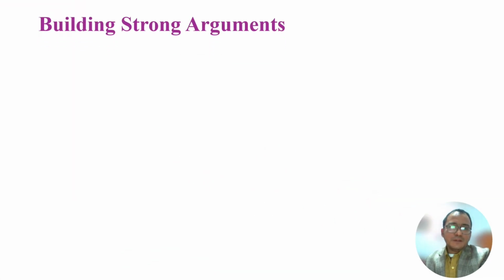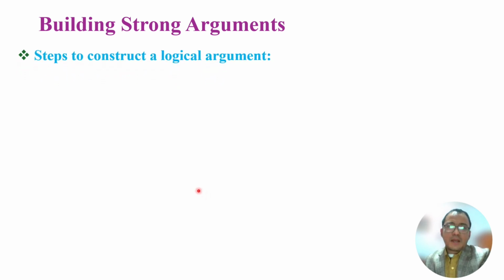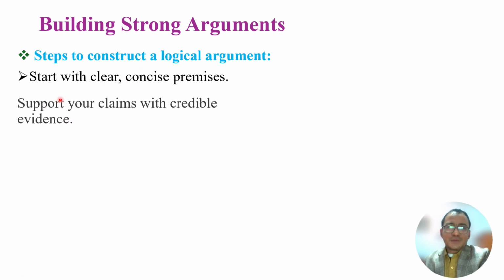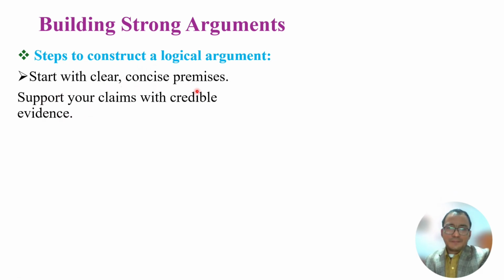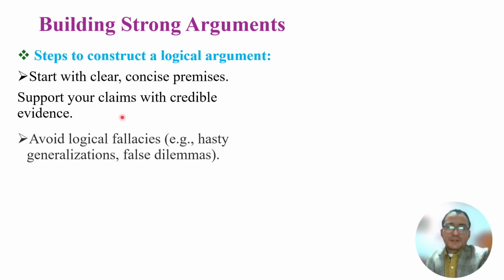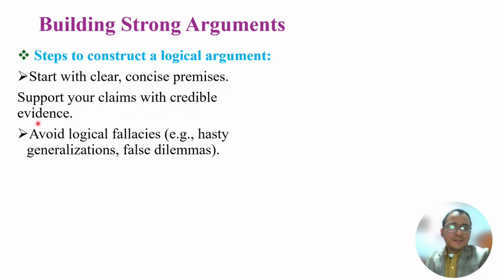Now, building strong arguments. So how is it possible and how can we? So steps to construct logical arguments are here. Start with clear, concise premises. Support your claims with credible evidences. There must be enough evidences while creating the arguments. So avoid logical fallacies, for example, hasty generalization or false dilemmas. In this way, not only that much, a post hoc fallacy like.